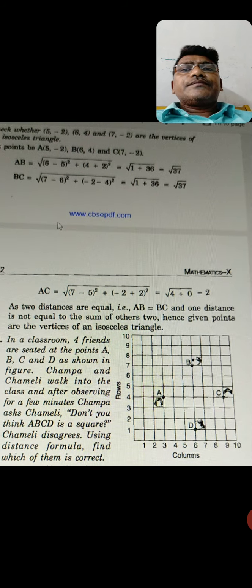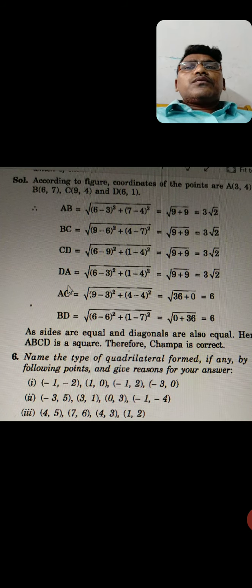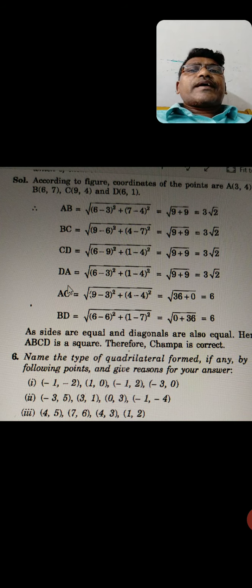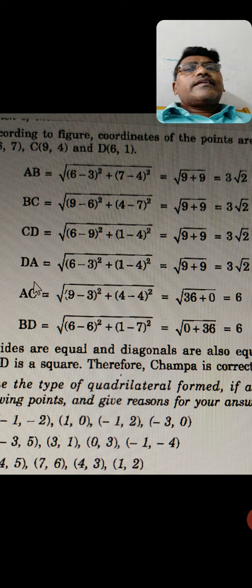According to that we are going to decide. So here you see, I told you according to the figure the coordinates of the points are A 3 comma 4, B 6 comma 7, C 9 comma 4, okay, and the D vertex is 6 comma 1. For example, taking A and B, x1 equal to 6 and x2 equal to 3, y1 equal to 7, y2 equal to 4. The formula is x1 minus x2 whole square plus y1 minus y2 whole square. So 6 minus 3 whole square, I mean 3 square is 9, 7 minus 4 again 3 square equal to 9, 9 plus 9 equal to root 18.